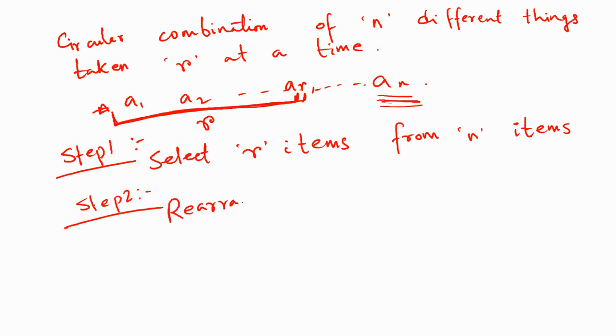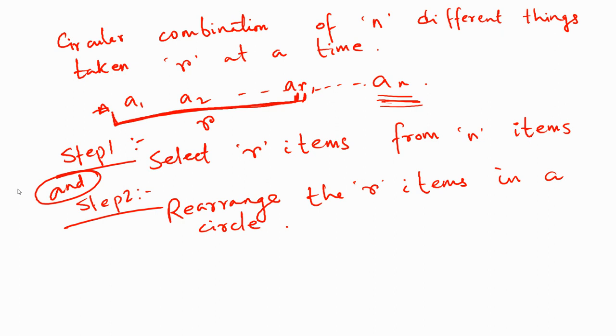Rearrange the r items in a circle, whatever. Okay, and these two conditions, there is an "and" in between step 1 and step 2, because both need to happen. First you need to select r items from n items, and then you need to rearrange the r items in a circle. Now that I have written the problem steps, I hope you guys can do the solution.